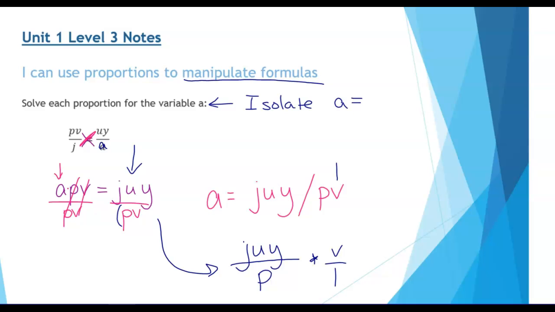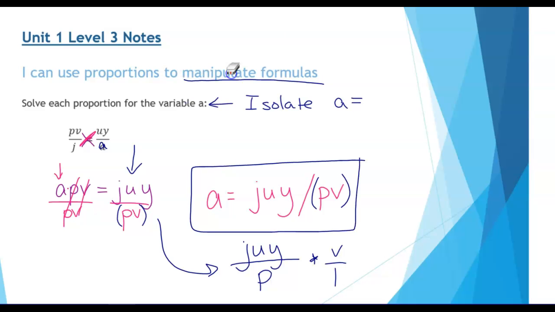So we need to put parentheses around the denominator there so that it knows that we're dividing by P times V, the product of it. So this is your final answer, and you would put in this part of it into Mobius.